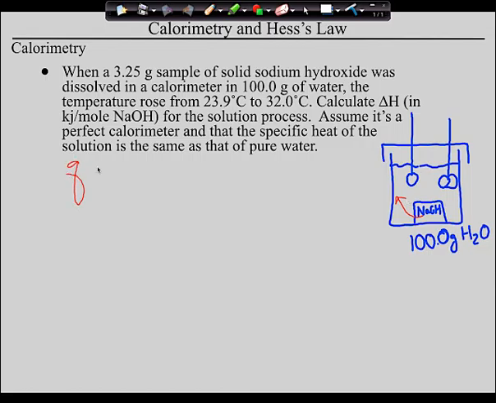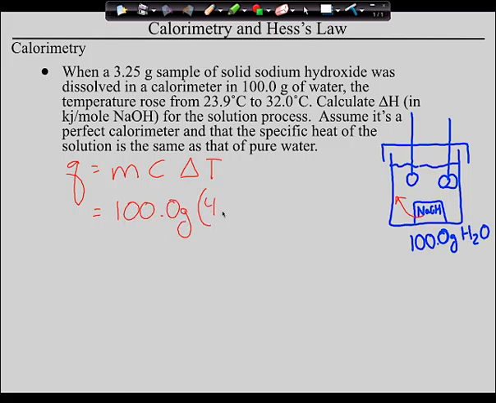Okay, so here we go. Q is equal to mc delta t, or Q is equal to m. What's the mass? Is it 100? Is it 3.25? Or is it 100.325? The question is, what are we looking at? So we want to know the amount of energy gained by the surroundings, which is the water. So it's only the mass of the water. So it's 100.0 grams.